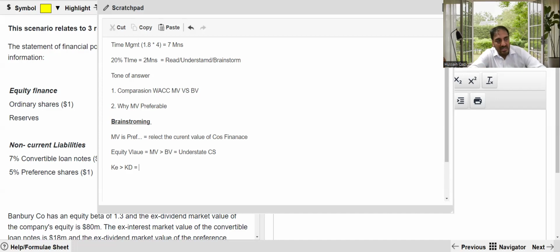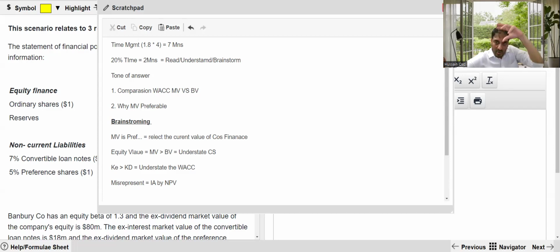So if you understate the value of equity, that means you understate the calculation of WACC. If WACC becomes understated, that means you will misrepresent the investment appraisal by NPV. That is the point.